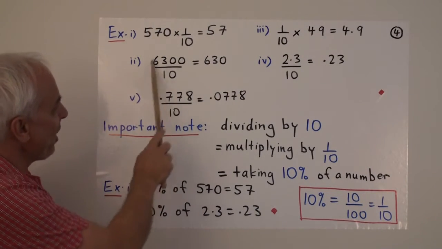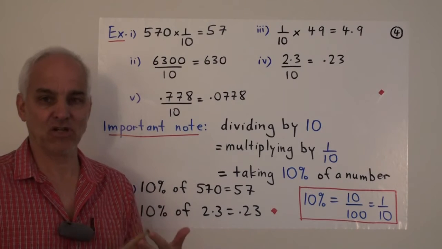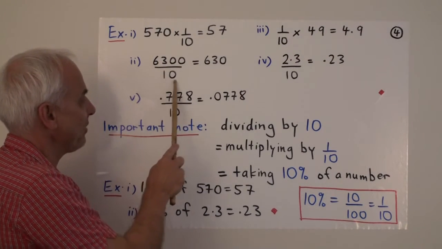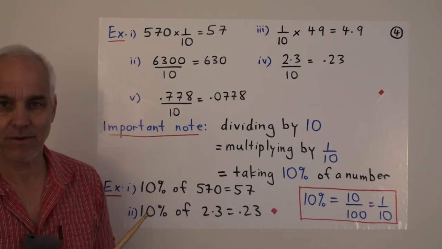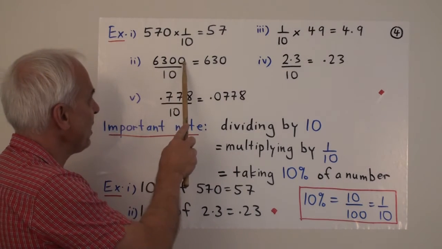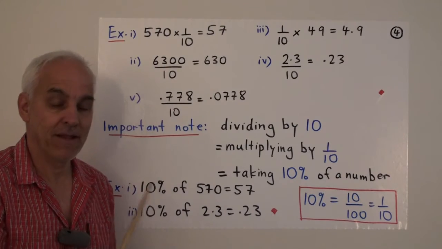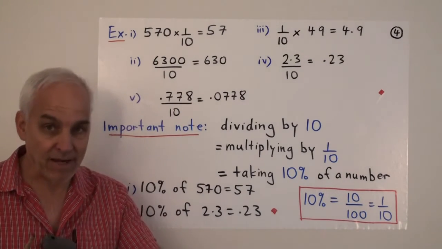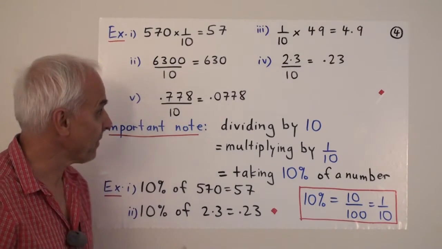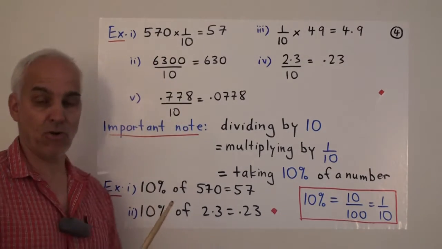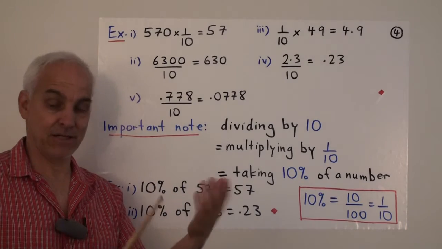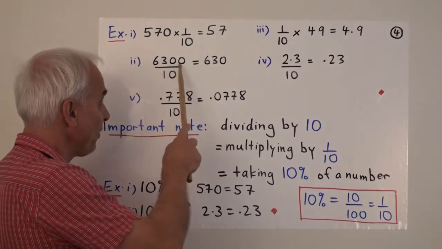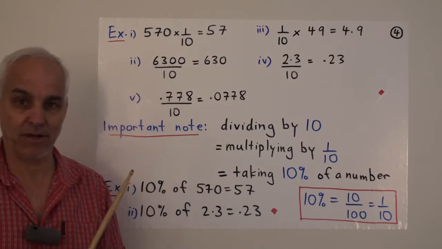So here's another way of expressing division by 10. When we write a number and we write a bar and put the 10 in the denominator. So 6,300 over 10 is another way of saying 6,300 divided by 10. This number happens to have a 0 at the end, and so dividing by 10 is particularly simple. We just lop off one of those zeros and get 630.